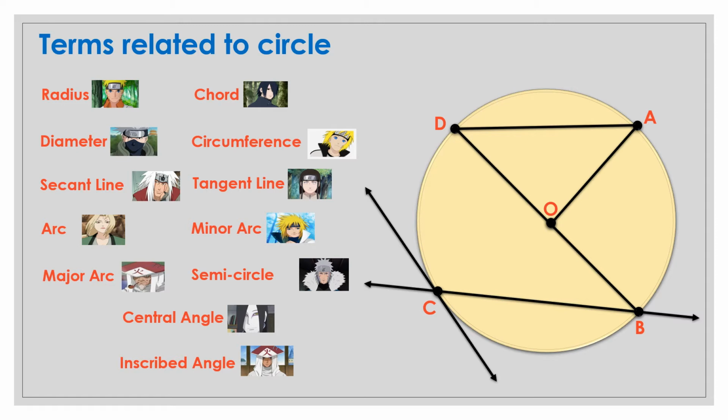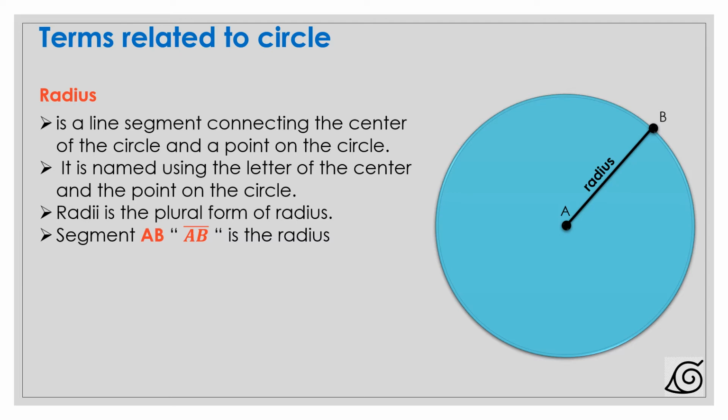So, in tackling the circles, we have to discuss those terms related to it. So, let's have first the radius. So, here, the first term related to circle is the radius. Radius is a line segment connecting the center of the circle and a point on the circle.